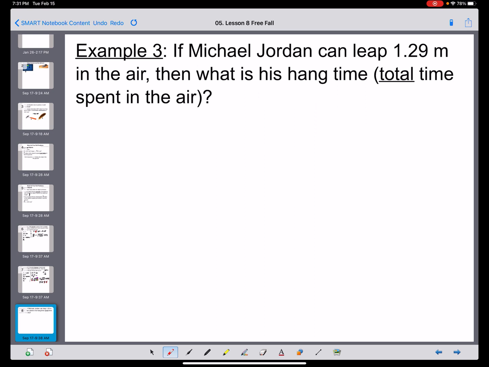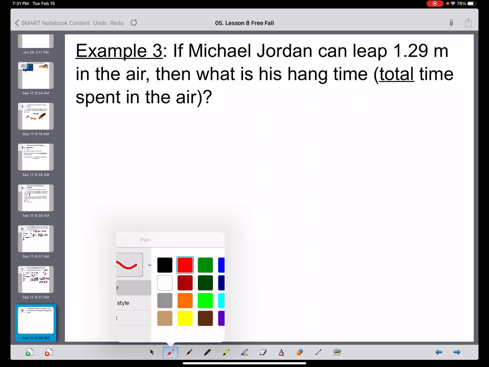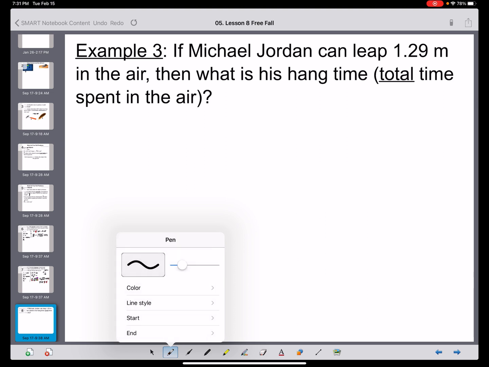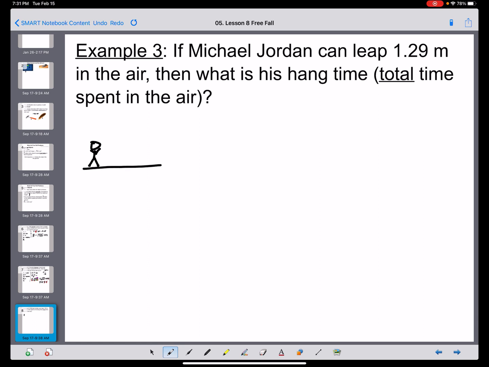Okay, so for example 3, it says if Michael Jordan can leap 1.29 meters in the air, then what is his hang time, which is his total time spent in the air? So for this one, what we're going to do is we're going to split the question into 2 parts. So if we have Michael Jordan here, okay, he's going to jump up in the air, he's going to reach some highest point, and then he's going to come back down to the ground.